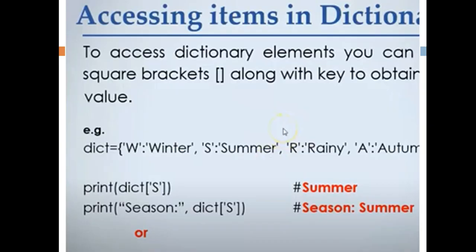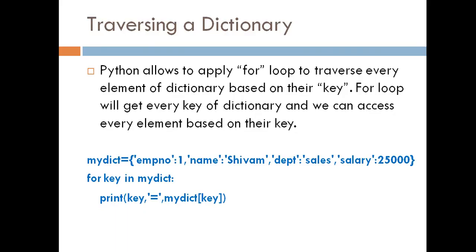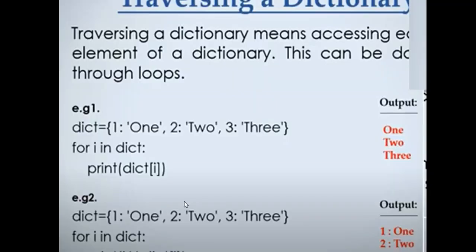Now, traversing a dictionary. Python allows you to apply a for loop to traverse every element of a dictionary based on their key. The for loop will get every key of a dictionary and you can access every element based on its key. For example, this is my dictionary, already typed and kept there. For key in my dict, print key equal to my dict of key. Not necessarily do I have to take the word key, you can take any variable there. Getting the idea? Traversing a dictionary means accessing each element of a dictionary.